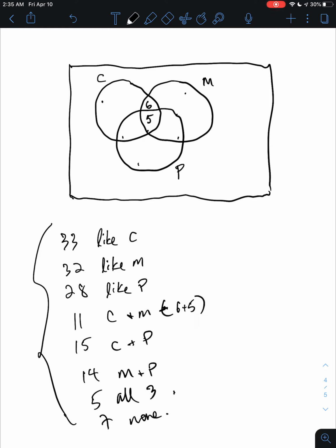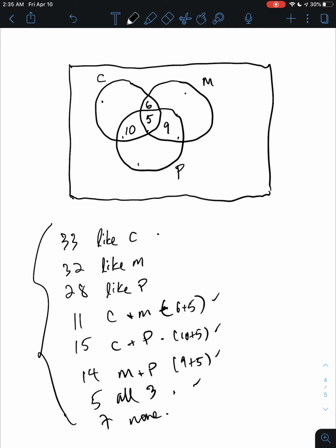Okay. Similarly, C and P is 15. 5 is already counted, so this number is 10. 10 plus 5 is 15. The M and the P is 14, but 5 are already counted, so this number has to be 9. Okay. So I've used 4 of my data items, and I've got 4 numbers assembled, but notice, like I said, most of the numbers are different from what you see in the original data.